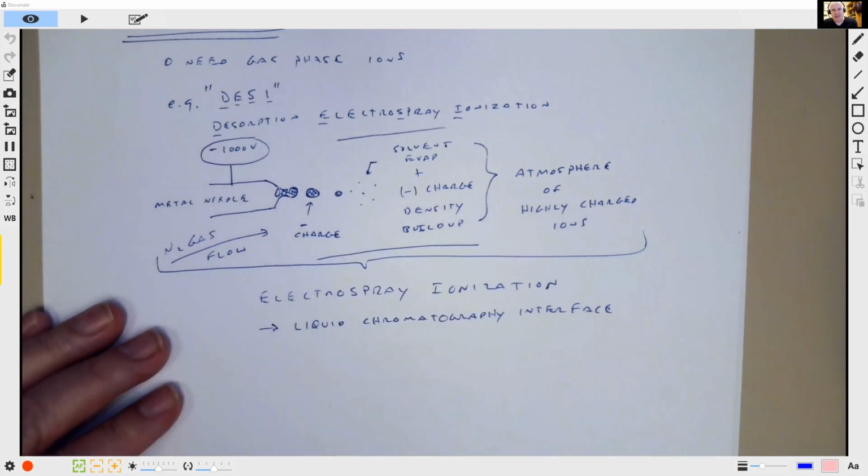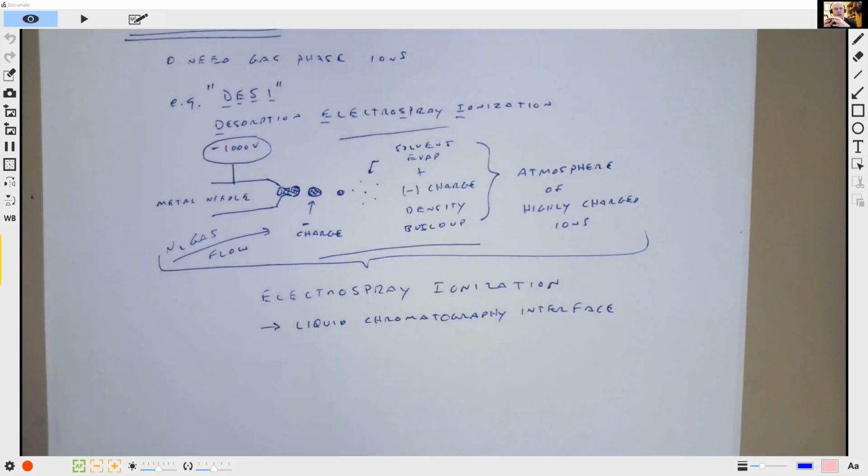The idea about making this aerosol of ions is that if you get the charge density high enough on the surface, the surface tension goes down, and then it becomes surface pressure, right?